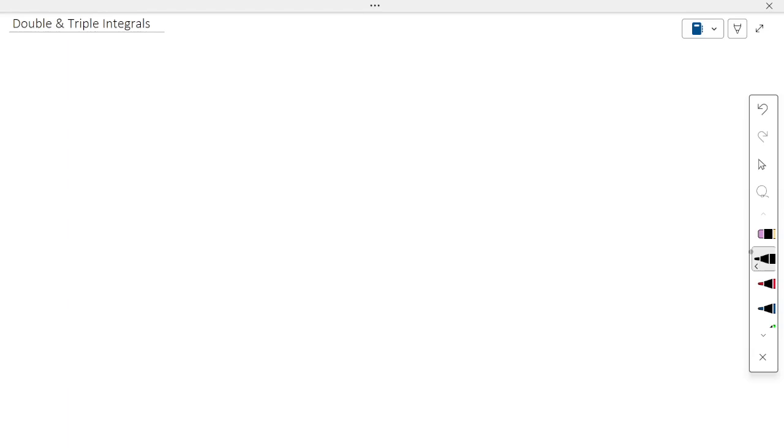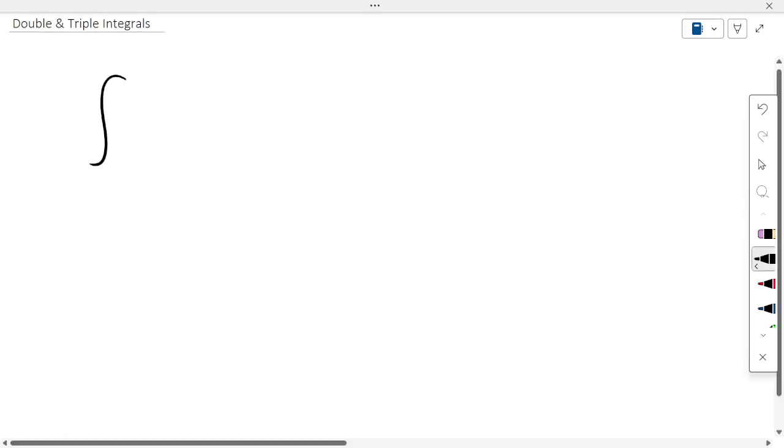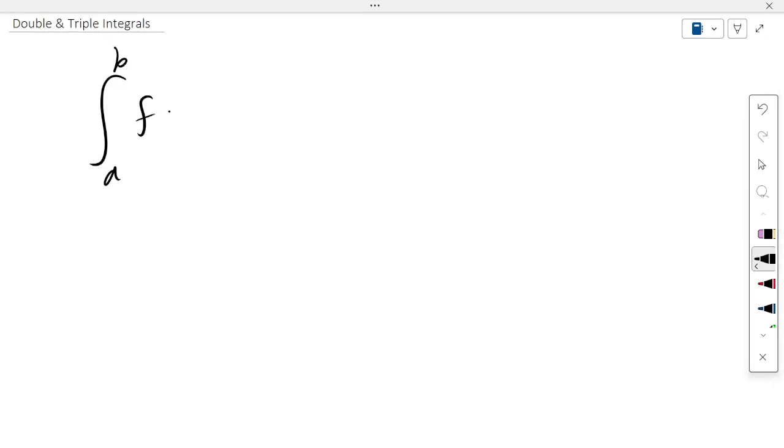What we're going to be looking at is multivariable functions, right? So let's look at our double integral. Well, let's first look at our single integral, right? Let's look at it as a definite integral, bounded from a to b, of a single variable function with respect to x. This is our single variable function integral.